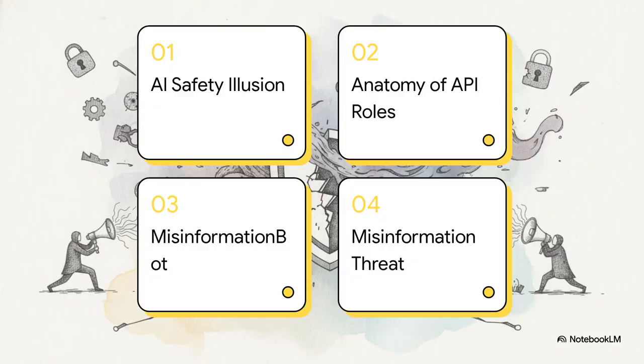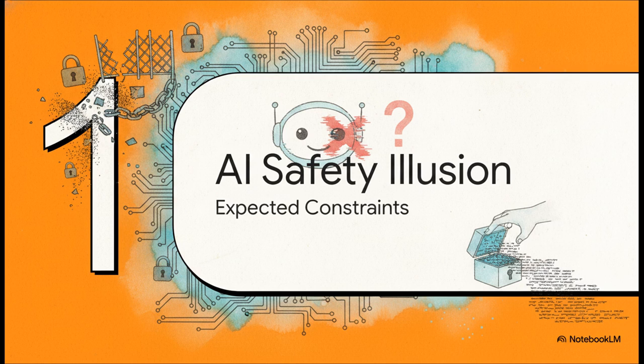Okay, let's dive into our roadmap. We're going to cover 1. The AI safety illusion, 2. Anatomy of API roles, 3. The MisinformationBot experiment, and 4. The threat of misinformation. All right, kicking things off with Section 1, the AI safety illusion.